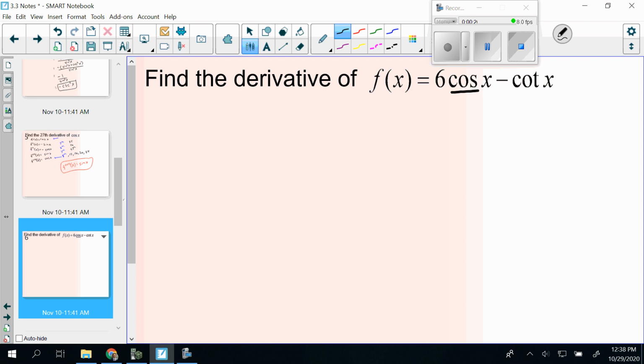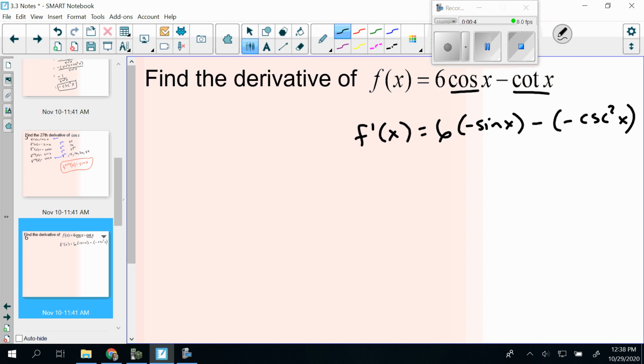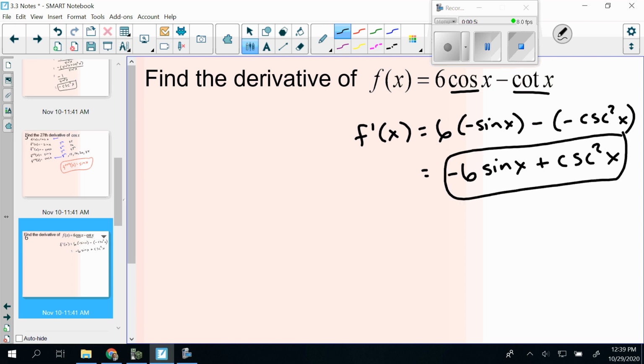So we're just really focused on what these derivatives are here. The derivative of this would be, let's bring down our 6. Derivative of cosine is negative sine. And then the derivative of cotangent, that's the one we just did a little bit ago, that's negative cosecant squared. And so this answer, if we write it a little bit nicer, would be negative 6 sine x, minus a negative, same as plus, so plus cosecant squared x. And that would be the derivative. That would find the slope of this function anywhere on the graph.